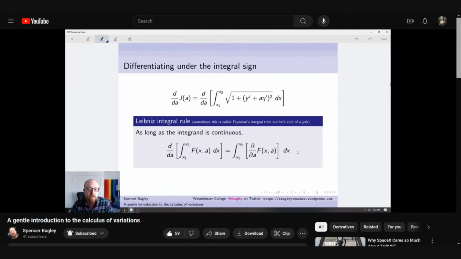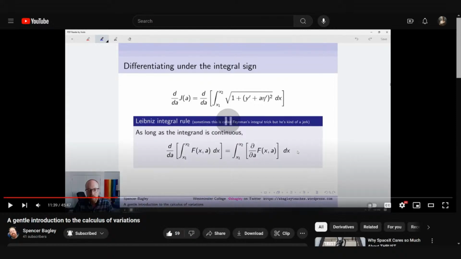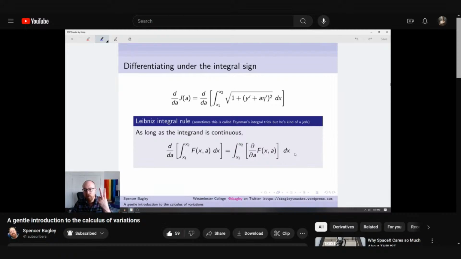As long as the integrand is continuous in the region that we care about, which I promise it is, you can interchange the order of the integral sign and the derivative sign, but then we need to think of the derivative sign as a partial derivative because now there's one more variable going on. Why is he a jerk? Could you tell us?